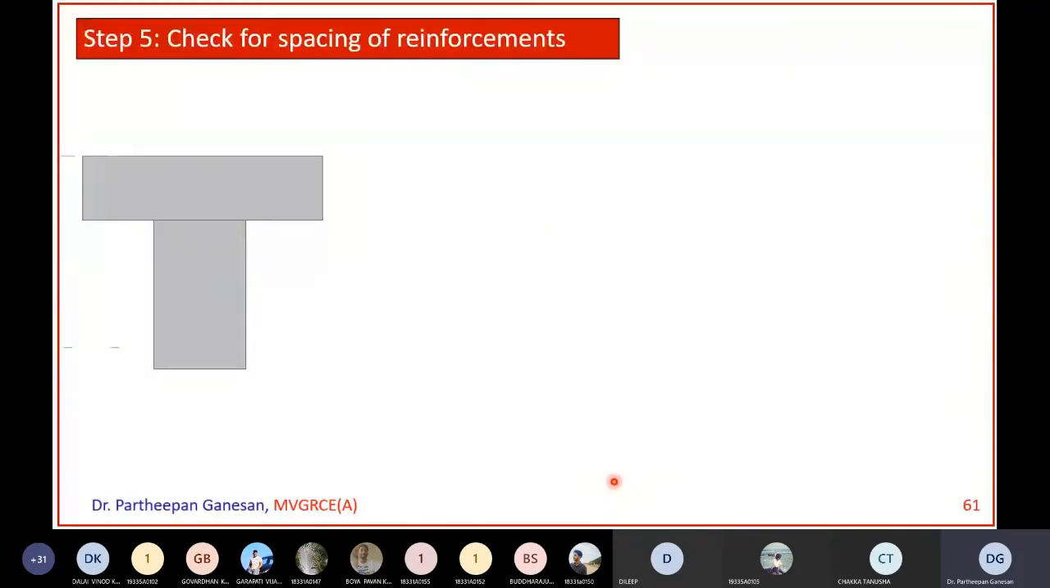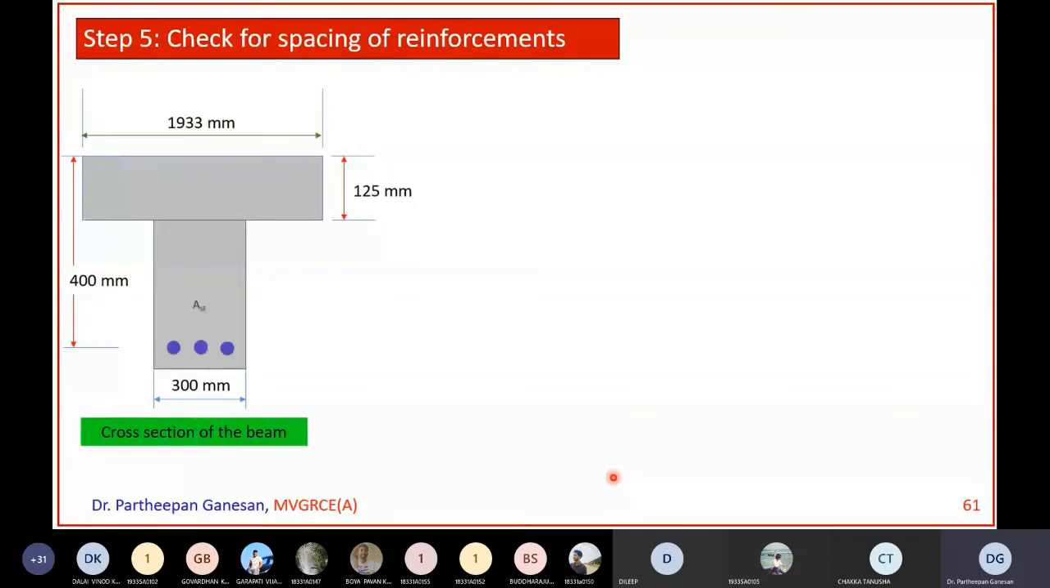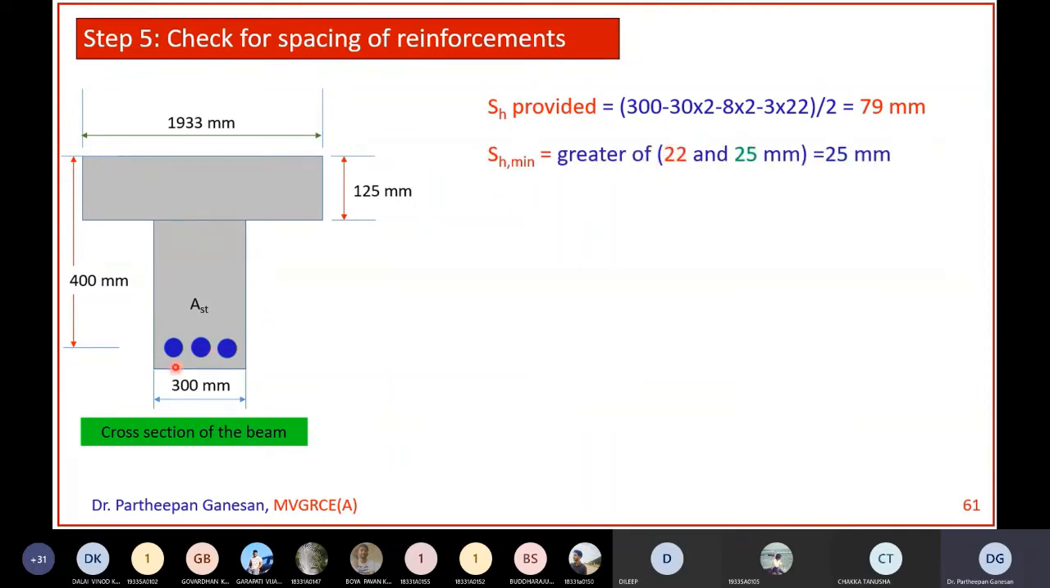Next, you have to do the checks for spacing of reinforcement, which I have discussed many times. So spacing, how will you check? This is 300 mm. Two side covers are 30 mm, 30 into 2, and 2 stirrups will be there. One stirrup will come here, another stirrup will come here. That is 2 into 8. Now 3 numbers of 22 mm rod are put, 3 into 22, divided by number of spaces, which will be number of bars minus 1. So 3 minus 1, 2. So you are getting 79 mm, right? Sh minimum you already know, greater of the diameter of the bar or 25 mm. So the greater value is 25 mm.